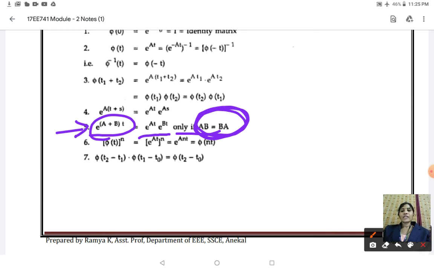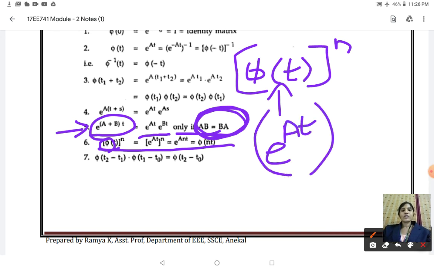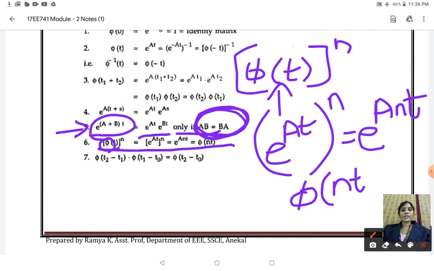For example, if you have phi of t to the power of n, you can write like this. Phi of t is nothing but e power at. So phi of t to the power of n, we know that phi of t is the state transition matrix e to the power of at, this whole to the power of n, which we can write as e to the power of a n t, which represents phi of n t.